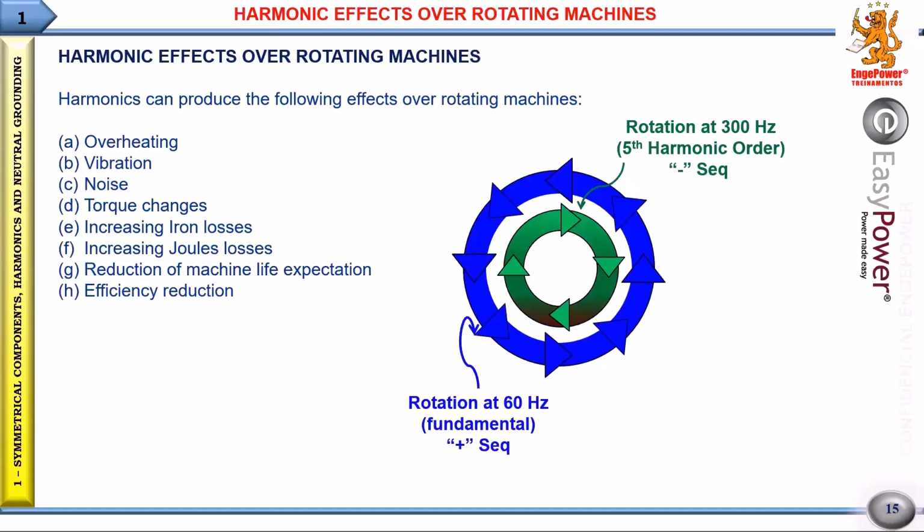What happens is that positive sequence rotates counterclockwise, and the fifth order is clockwise and running at a higher speed, 5 times higher. Okay.